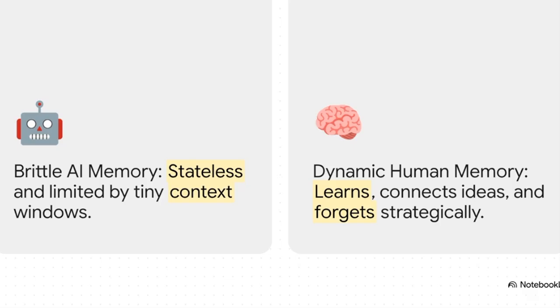And this slide really lays out the core of the problem. On one side, you've got the AI's memory. It's brittle, it's stateless. On the other side, you've got our memory. It's dynamic, it's alive. It doesn't just store facts, it learns, it connects ideas that seem totally unrelated, and, this is super important, it knows what to forget. It gets rid of the junk. The whole goal here is to bridge that massive gap.